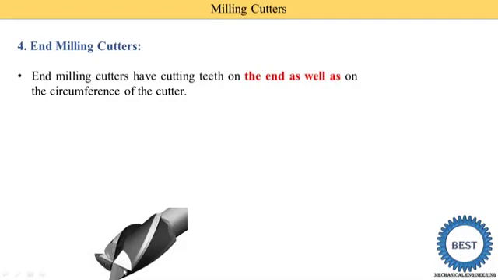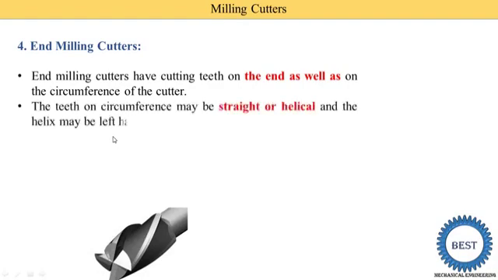Here you see there are 4 cutting edges provided at the end of this milling cutter. That's why it is known as the end milling cutter. The teeth on the circumference may be straight or helical. In this image you see it is a helical cutting edge, but it also comes with straight teeth, meaning instead of this curved line it is a straight line. Then it is known as a straight end milling cutter, and this is known as the helical end milling cutter. And the helix may be left hand or right hand.